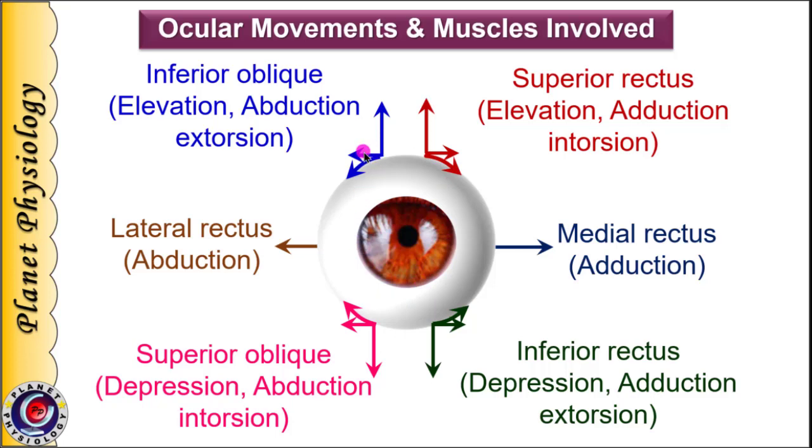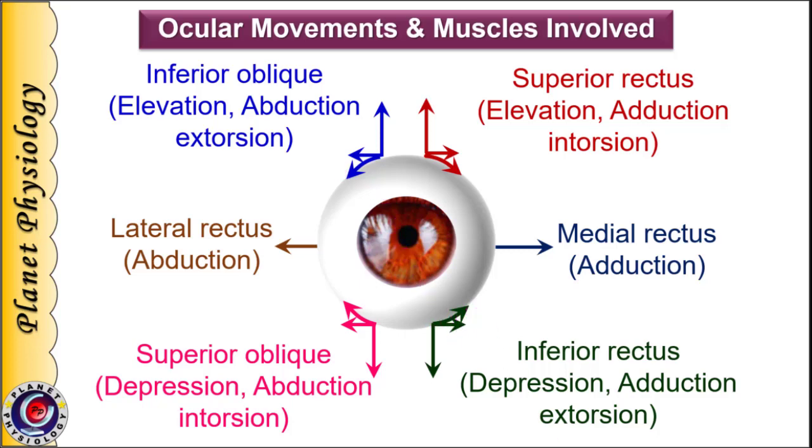The oblique muscles are also primarily responsible for torsional movements, that is, movement along the antero-posterior axis. Intorsion is medial rotation of cornea towards the nose along its antero-posterior axis. It is mainly caused by superior oblique and to a certain extent by superior rectus. Similarly, extorsion, that is lateral rotation along the antero-posterior axis, is mainly caused by inferior oblique but also by inferior rectus.